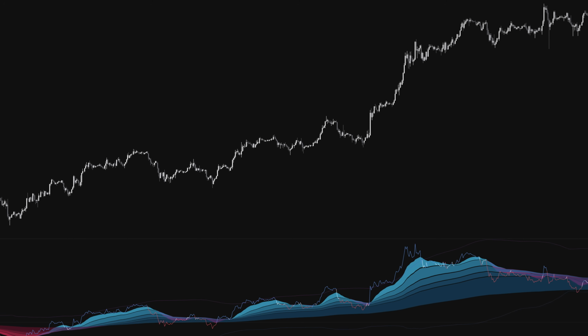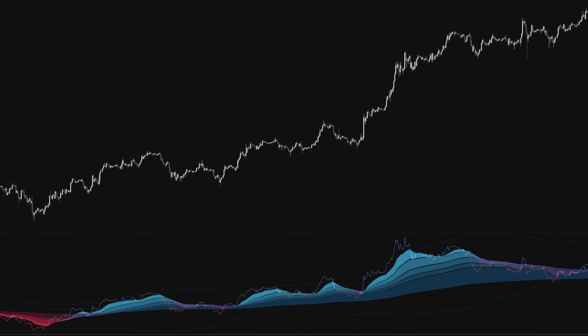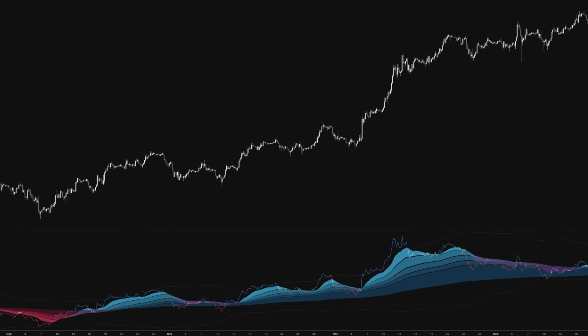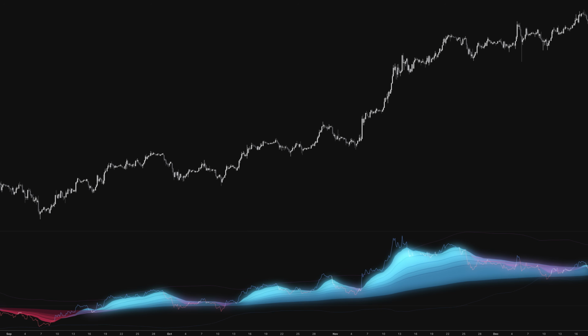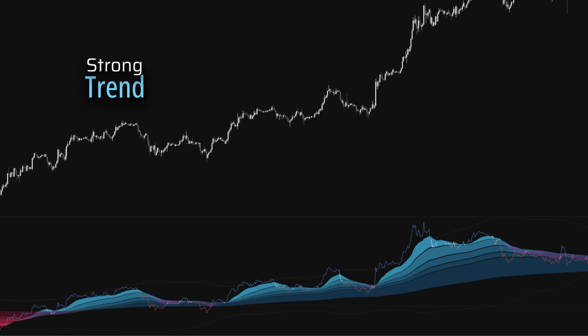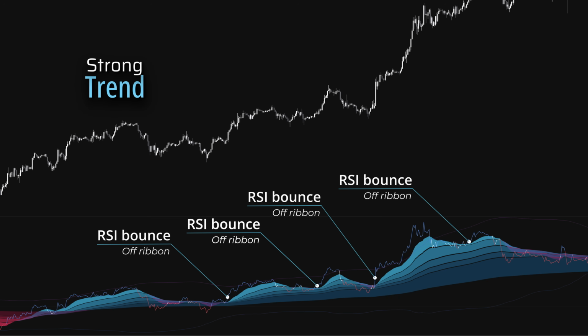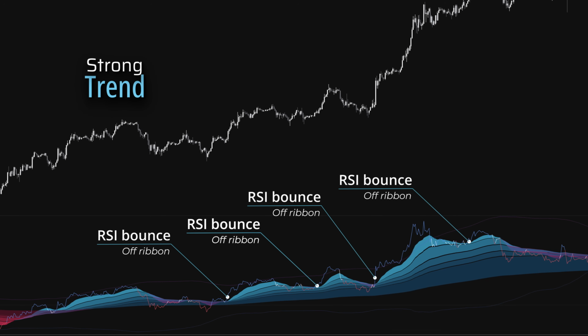Identifying the trend. This is where TP RSI really performs. When the market is trending strongly, you'll see all the TP RSI ribbons stack in the same direction. Clean alignment. Watch for this specific behavior. RSI keeps bouncing off that ribbon without punching through to the opposite side. That repeated rejection tells you the trend is intact and momentum is strong.